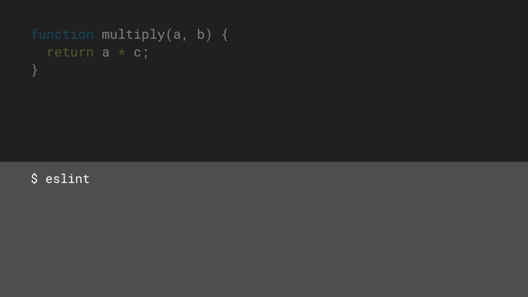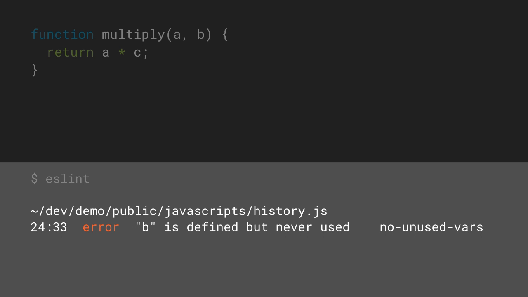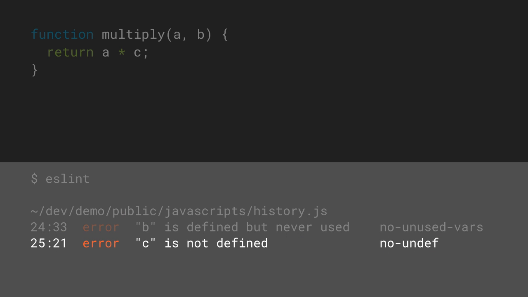We run the ESLint command from the command line, and it runs this code against a set of rules and checks for violations. So here we have a report. In the history.js file, there's an error on line 24. B is defined but never used, and this violates the no unused variables rule. And then on the next line, there's an error that C is not defined, and this violates the no undefined rule. So here you can see that very quickly, ESLint was able to find errors in this code.